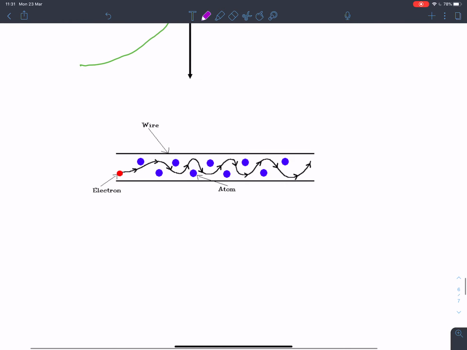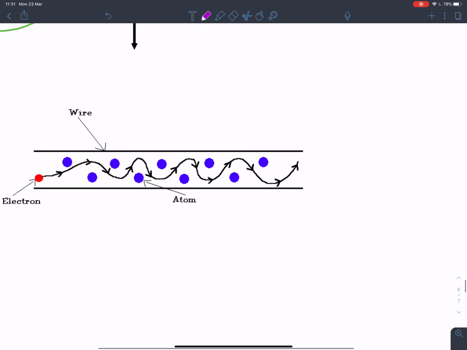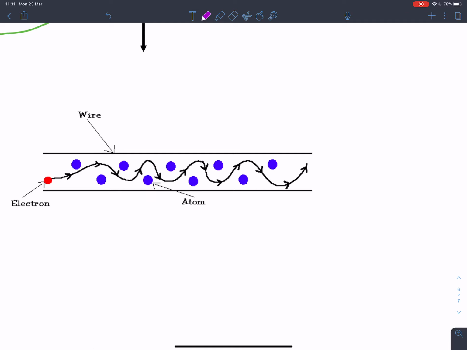In order for something to conduct, my electron, shown here in red, has to pass from one end to the other. As it moves through, it collides with the metal ions, shown here in blue, within that wire. So these metal atoms are going to be vibrating slightly, as all solid atoms do. Okay, so let's have a little think. As this wire gets hotter, what's going to happen to those metal atoms? Well, they're going to vibrate much more vigorously.